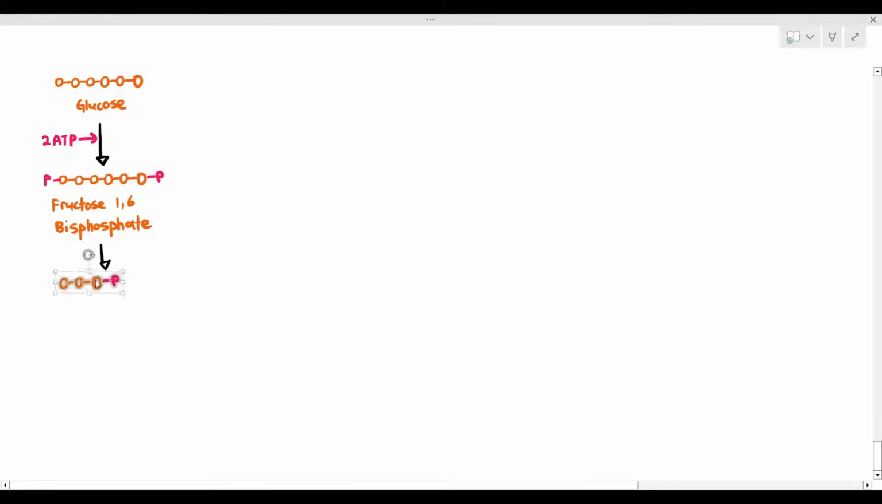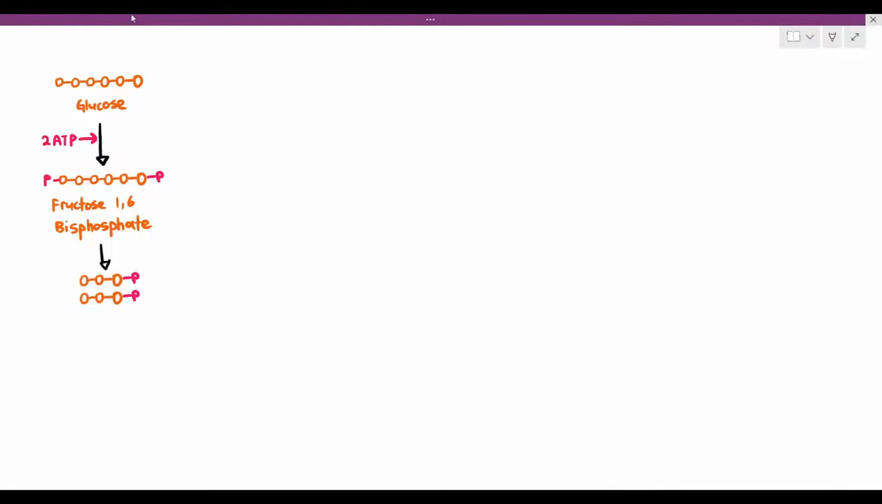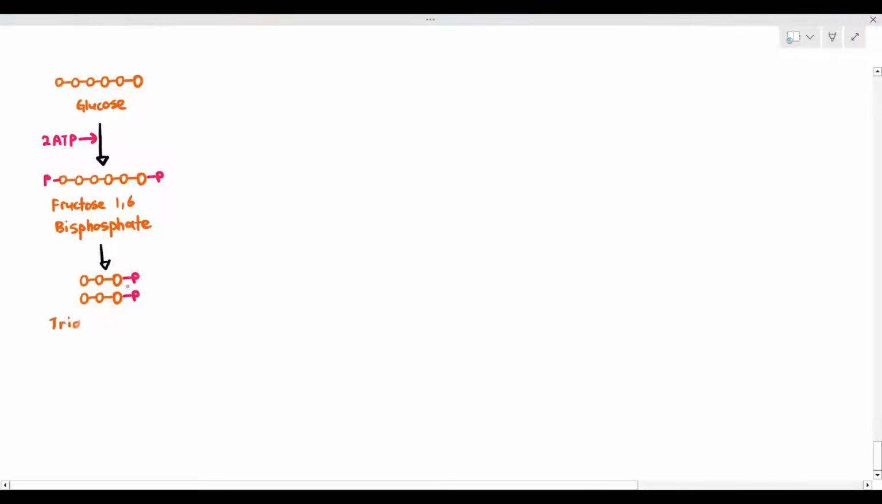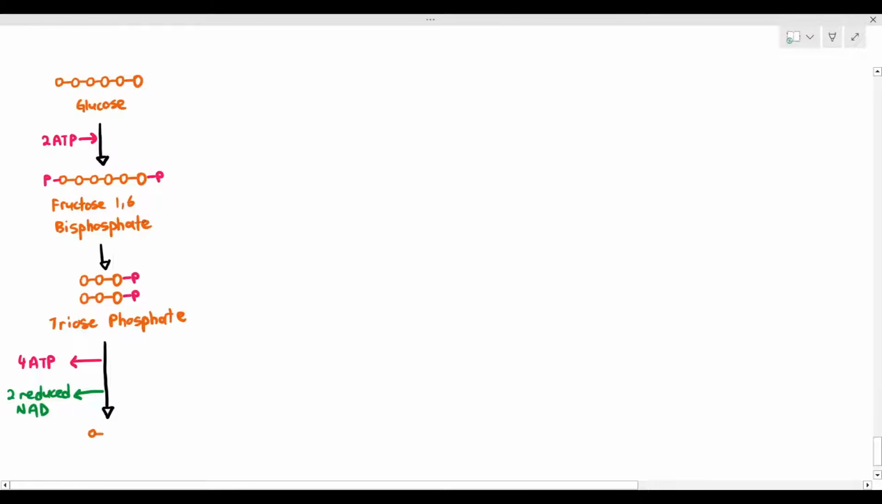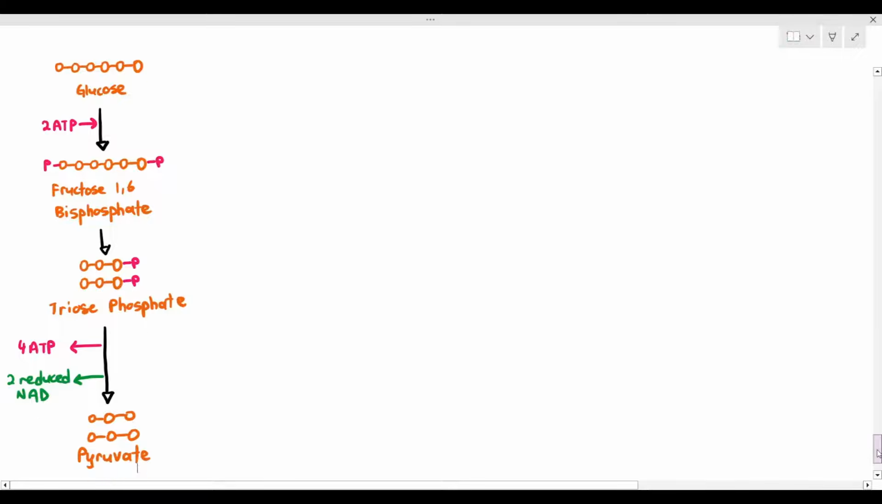The fructose bisphosphate undergoes lysis, which is breaking down, and it becomes 2 triose phosphate molecules, and the triose phosphates will undergo substrate-level phosphorylation to produce 4 ATP, and it also undergoes oxidation or dehydrogenation, where it releases the hydrogen, which is accepted by NAD, and the NAD becomes 2 reduced NADs. And the end product of glycolysis is pyruvate.